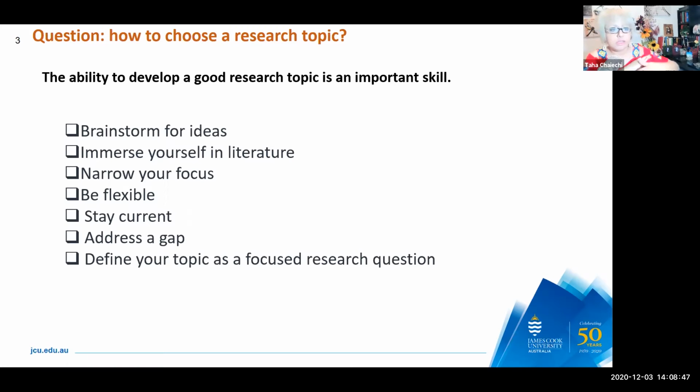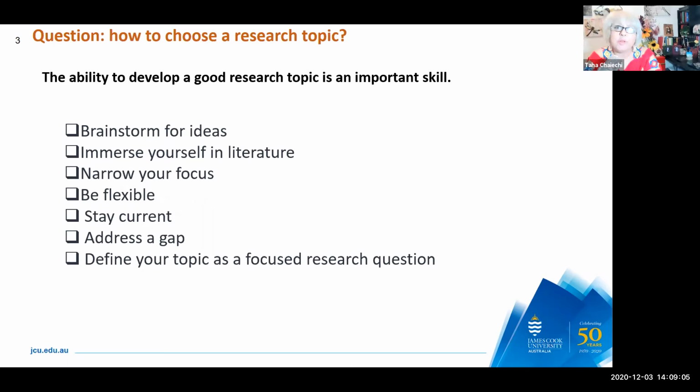So sometimes you realize the work has been done, so there is no particular gap in the literature, or that idea is not original anymore. So be flexible and accepting of the fact that that may not work. So change your position. So try another topic.